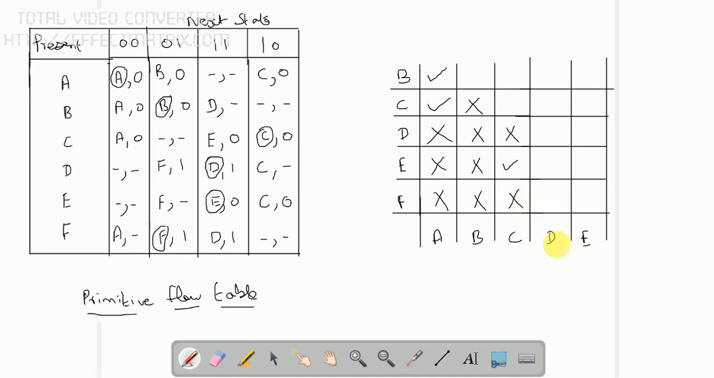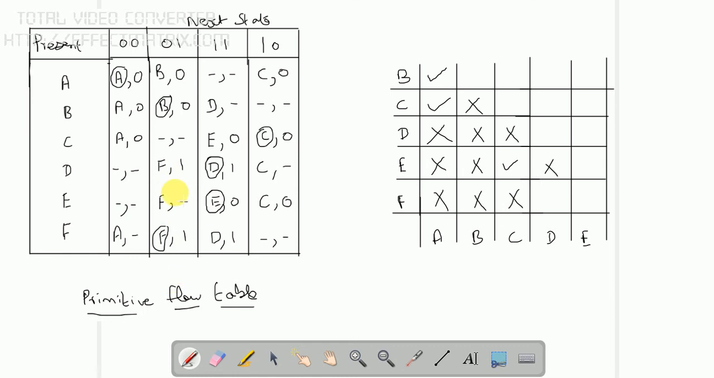Next, I am going to change for D: D and E, and D and F. So D and E, dash comma dash, dash comma dash. Next, F comma 1, F comma dash, D comma 1, E comma 0. So these two states are not equal. So that is taken as not equal.